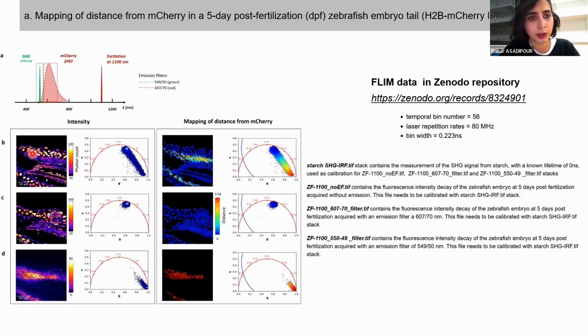And then we have this first image, which was collected without any filters. So we have both mCherry and collagen, and you can see the phasor cloud looks like this from mCherry to collagen at 0. And then by applying bandpass filters, we are able to see only the mCherry, which is over here, and only collagen, which is over here. And you can see the corresponding phasor plots of intensity and distance from mCherry.